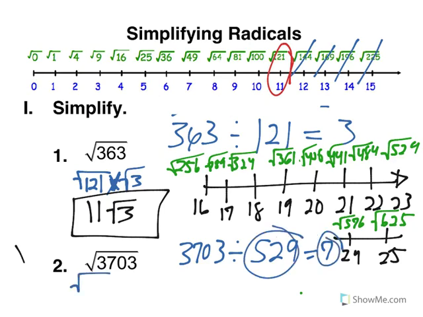So I'm going to break this. So I have square root of 529 times the square root of 7. The square root of 529 is 23. So I get 23 square root of 7 is going to be my answer.